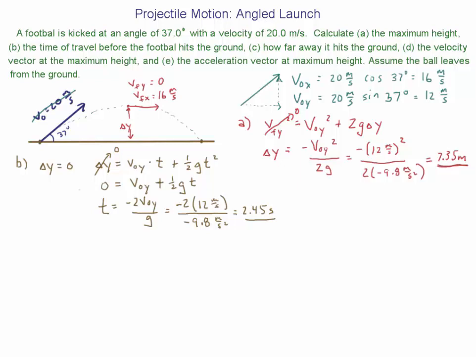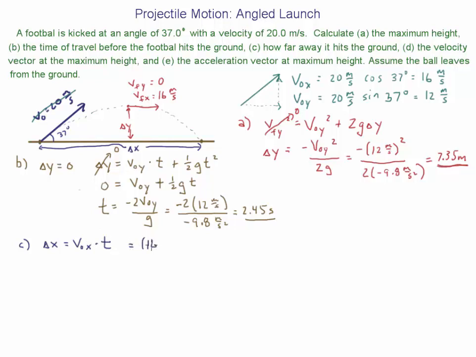Now let's see what's next. How far away it hits the ground. Okay, so what we're talking about when we say how far away it hits the ground is delta x. This is also known as the range, total distance it traveled. And again, one of the things we love about this is there's only one equation that you use in the horizontal direction, and it's delta x equals V0x times t.